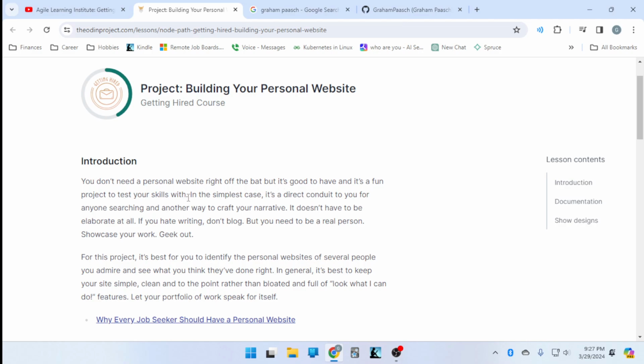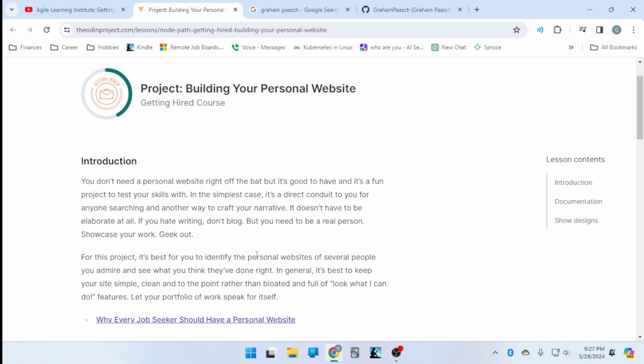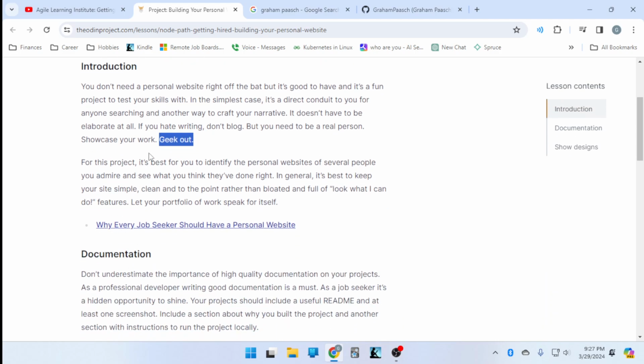But a personal website can be at the top. You can bring that all the way to the top, which is what I would like to do somehow. If you hate writing, don't blog, but you need to be a real person. Showcase your work, geek out. So that's what this channel is all about, and I definitely recommend doing this sort of thing for others.